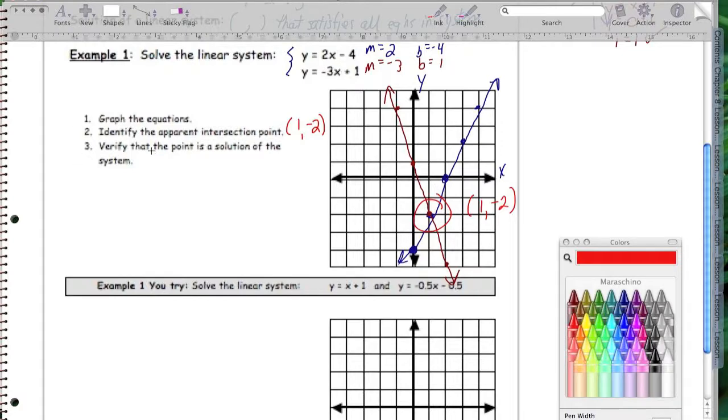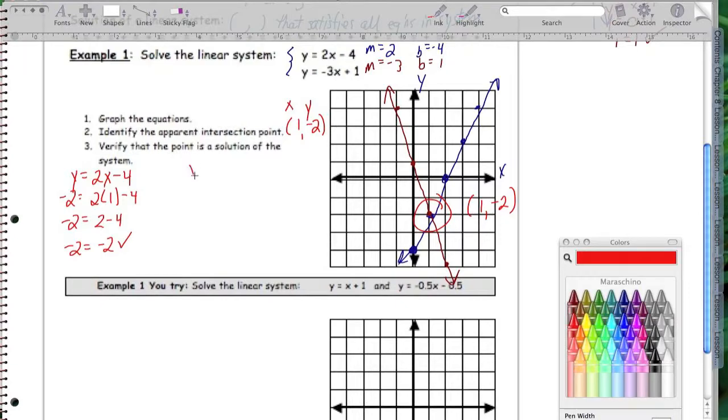So in step 3, let's verify that that is a solution. My first equation was y = 2x - 4. I'm going to substitute, because this is x and then y. I'm going to put 1 in for x, so 2 times 1 minus 4, and negative 2 in for y. I get negative 2 equals 2 minus 4, negative 2 equals negative 2. So it is a solution to this first equation.